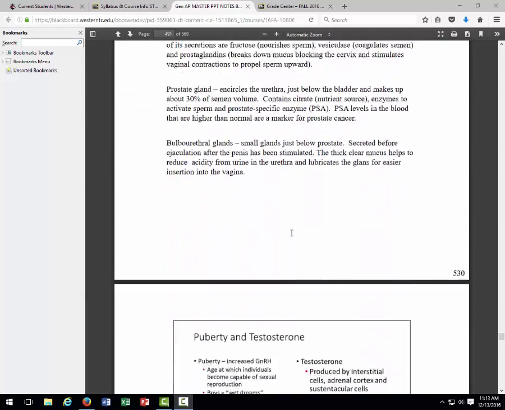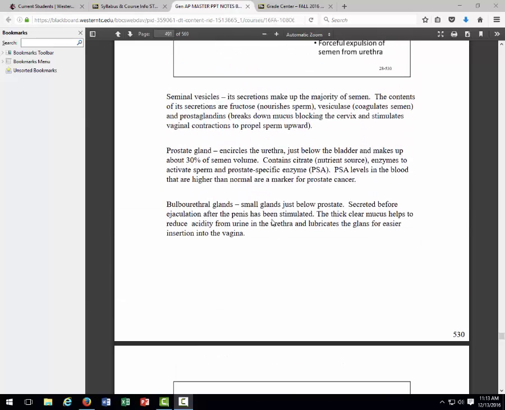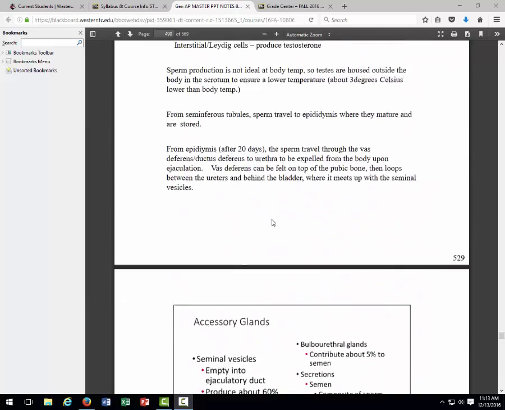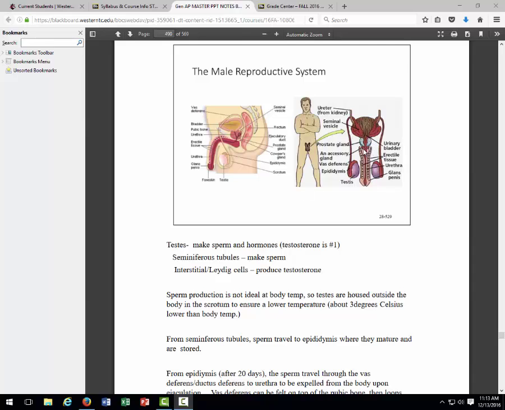So looking at the bulbourethral gland, that's just below the prostate. It's a small set of glands. Its job, these little brown glands here on this diagram, and right here, it's that small little swelling right there. But the job of these glands is to lubricate the tip of the penis prior to insertion into the female. So this is released prior to ejaculation during the arousal period.